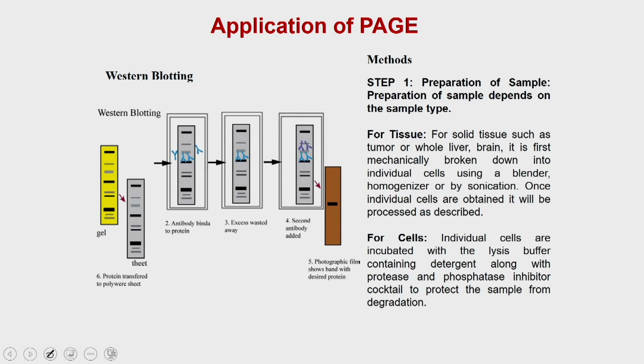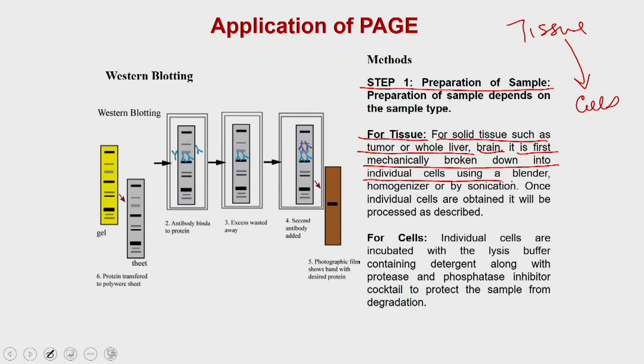So, in step 1 you are going to prepare the sample, which means you are going to prepare the lysate, and preparation of lysate also depends upon the sample you are going to use. If you are using a tissue instead of cells, then first you have to get the cells from the tissue. How to do that? A solid tissue such as a tumor or the whole liver or brain is first mechanically broken down into individual cells using a blender or homogenizer or by sonication. Once the individual cells are obtained, they are processed as we discussed for cells.